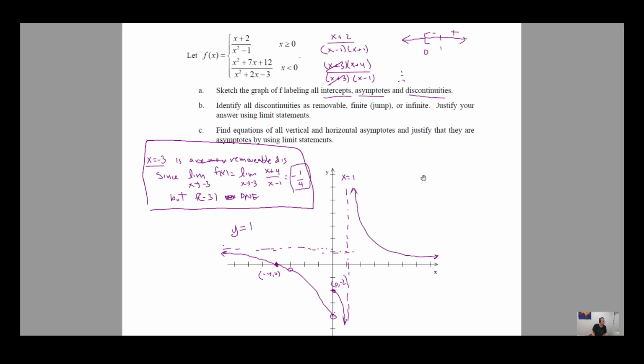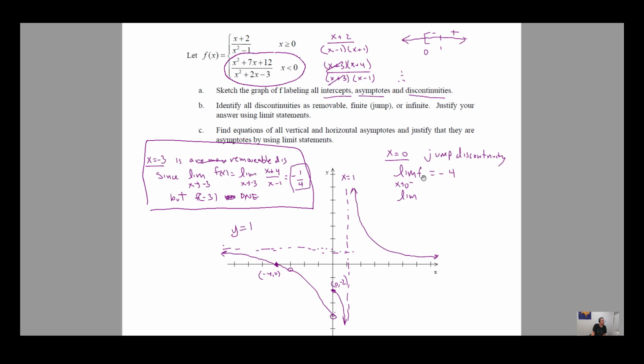The next discontinuity happens at 0. x equals 0 jumps branches. So this is a jump discontinuity. I can see that it's a jump discontinuity because the limit of f as x approaches 0 from the left would mean that I'm coming in on this branch right here, and if I plug in 0, I get 12 over negative 3, which is negative 4.